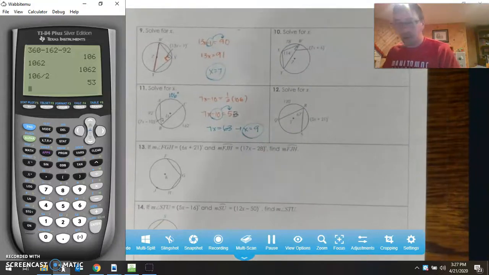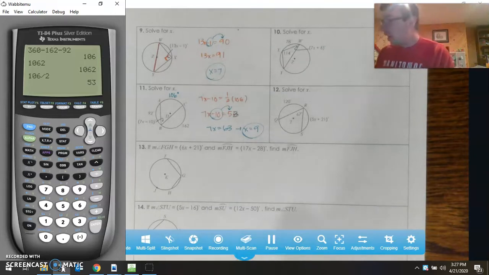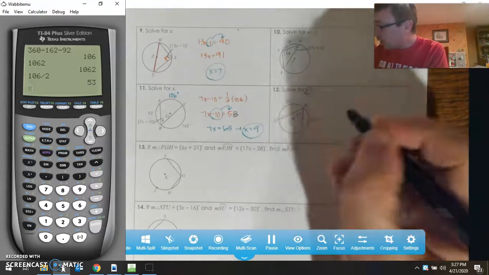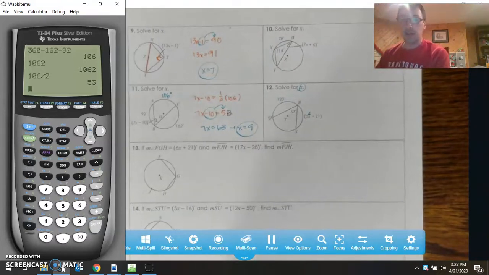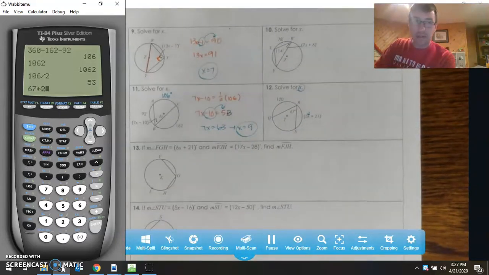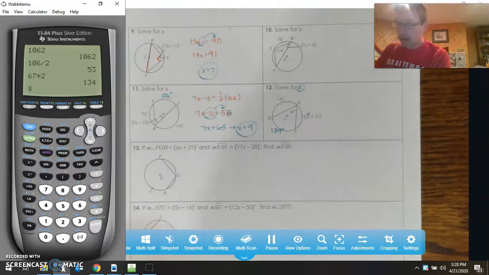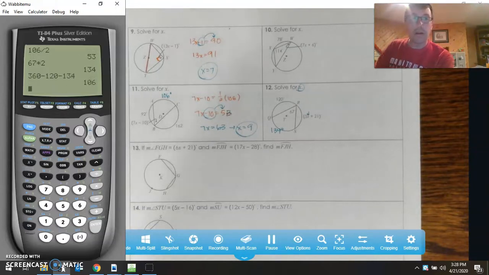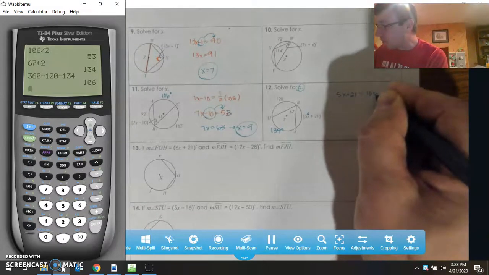Ooh, number 12 looks like a fun one. Got about 5 minutes left, so we're good to go. If I take a look at number 12, I'm looking for x right here, which means it's right there. Now, it's really not going to help you too much, but I know that if the inscribed angle is 67, if I take 67 times 2, I'll get 134. And I know there's 360 degrees in a circle, so if I take 360 minus 120 minus 134, I get 106. So that means 5x plus 21 will equal 106.